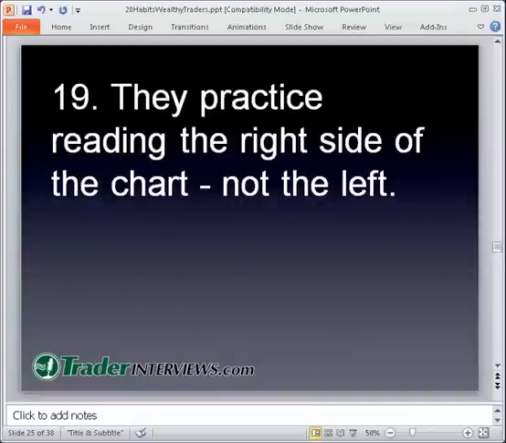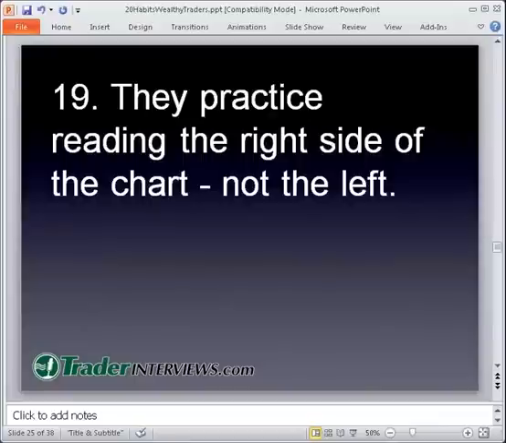Number 19. They practice reading the right side of the chart, not the left. The best traders I have talked to, they're not mind readers, but you'd almost think they are, because we can all see the head and shoulders after the fact. The beautiful head and shoulders that is beautifully printed from last year, we see it. Wow, man, if I had seen that thing happening while it was happening, I would have traded the heck out of that sucker. Well, that's the trick, isn't it? Is seeing it develop while it's happening.